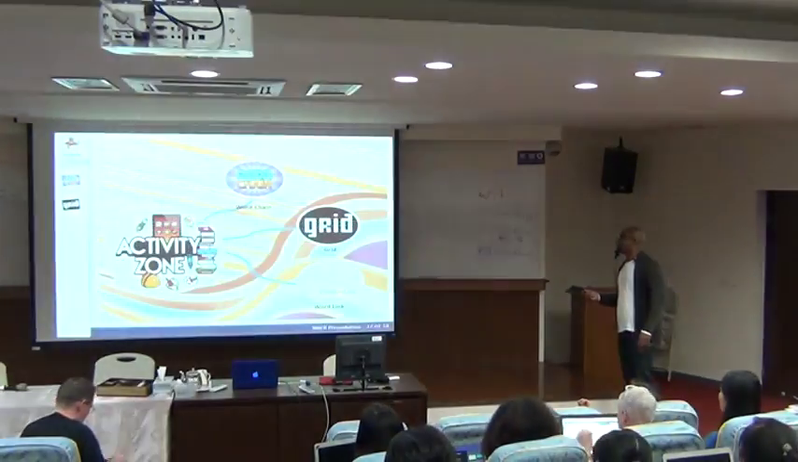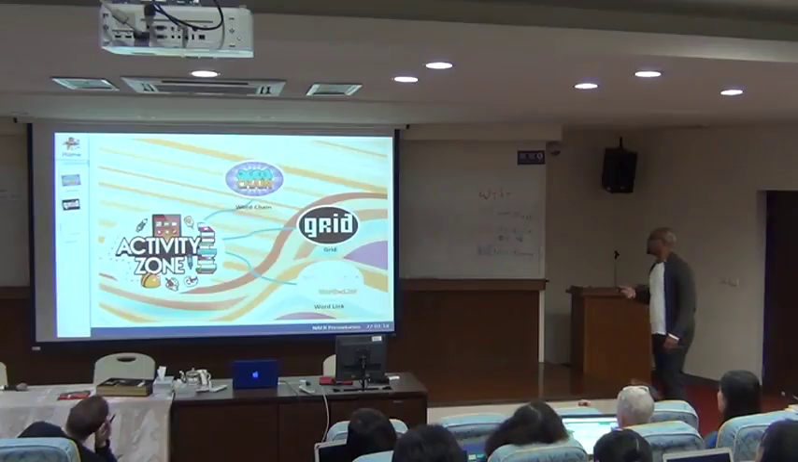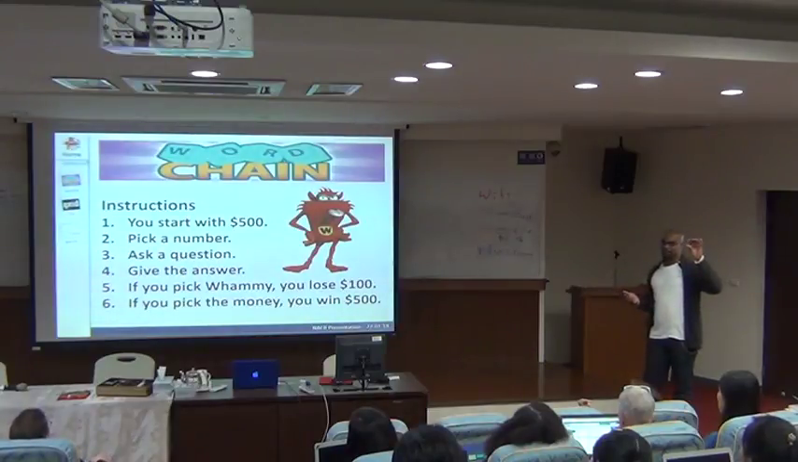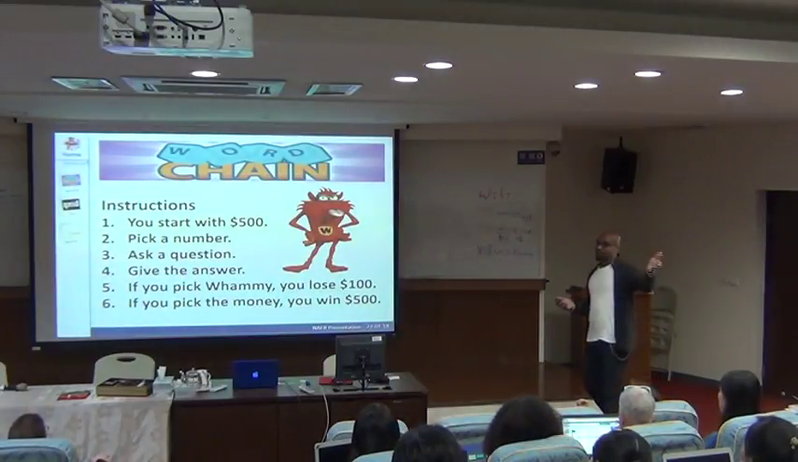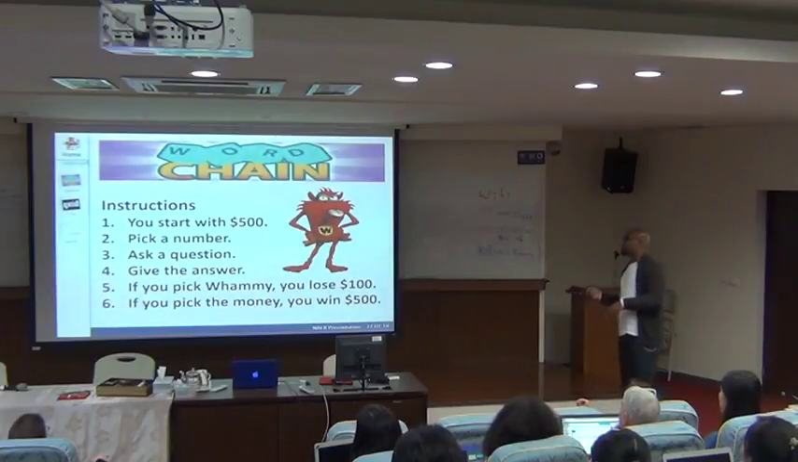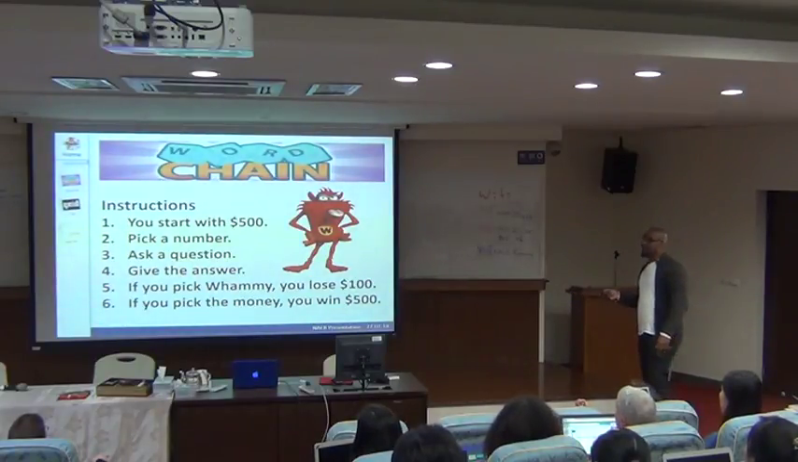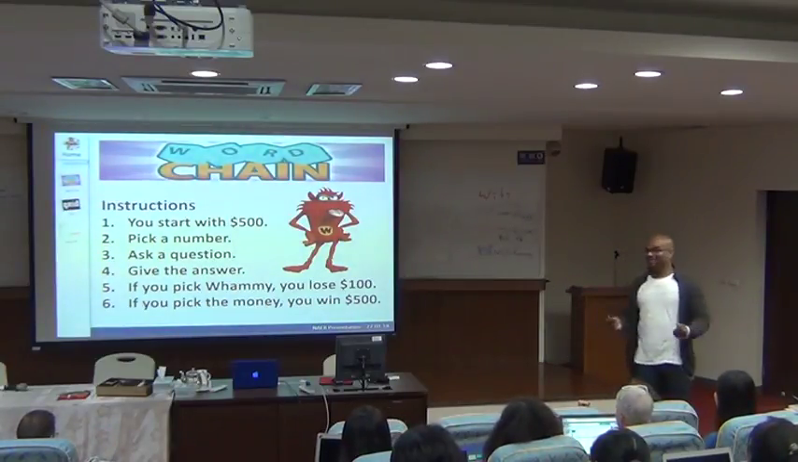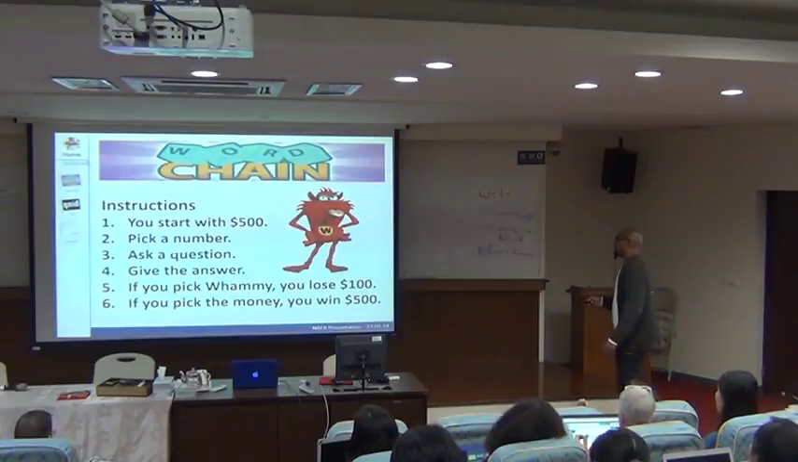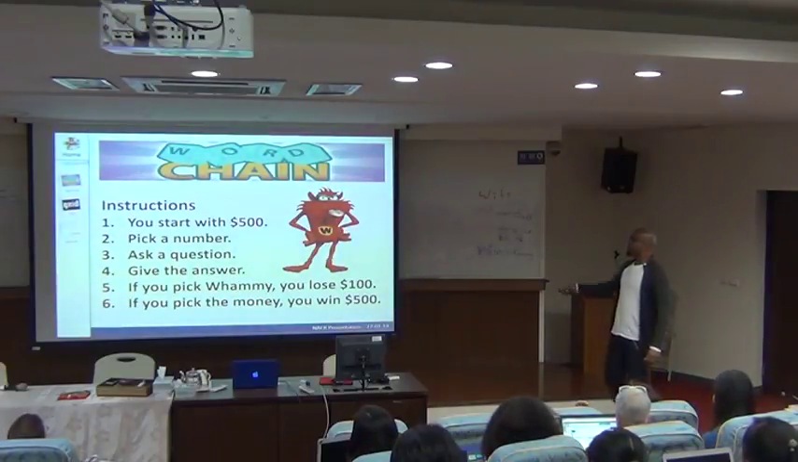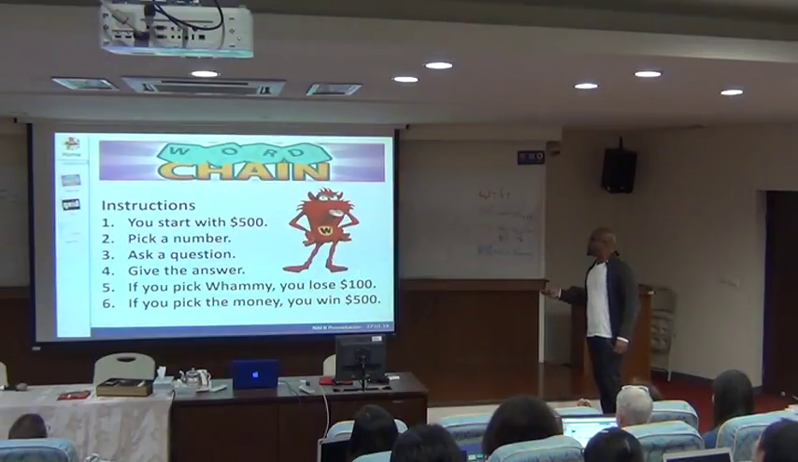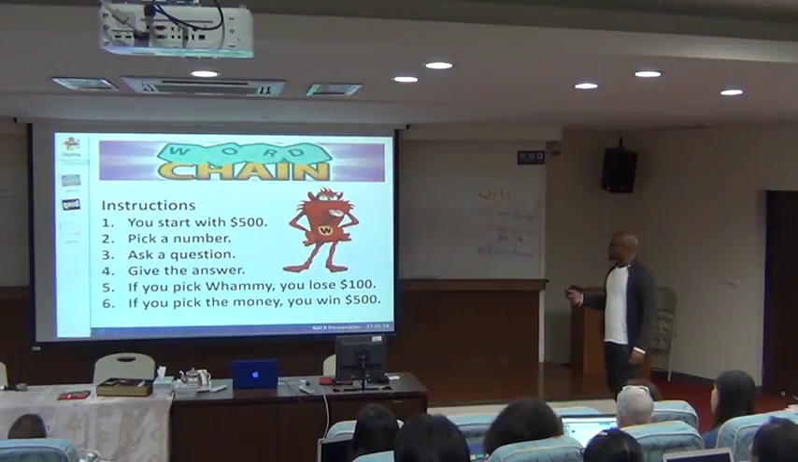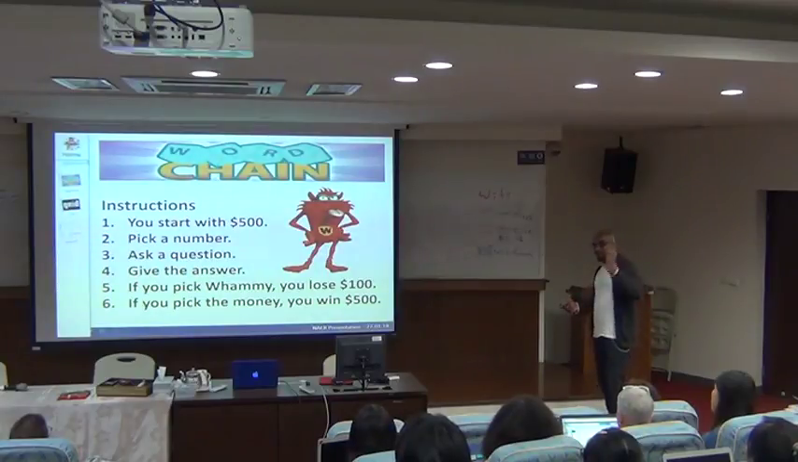Question and answer games. We have word chain, grid, and word link. These are incomplete. You have the full version in the PowerPoint online. Instructions: we start with $500, and I have never seen kids so excited to see play money. Pick a number and ask a question, give the answer. This guy's called a whammy. If you pick him, you lose $100. Pick the money, you get 500 big ones.